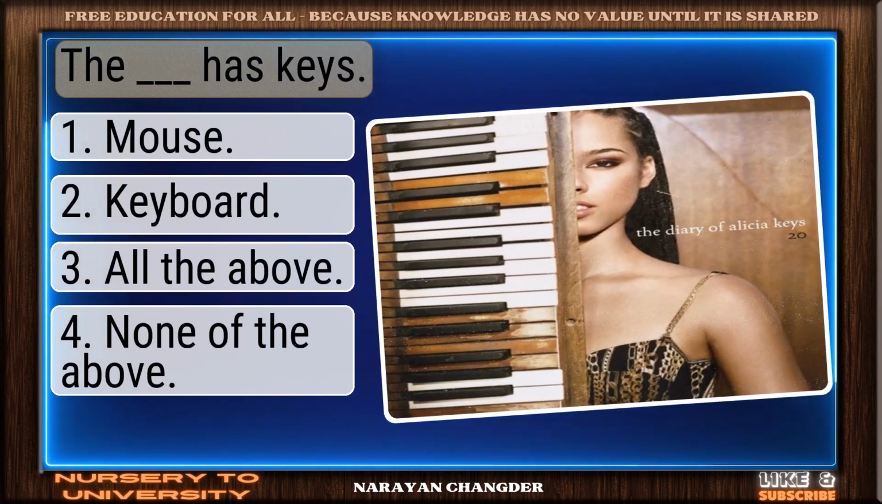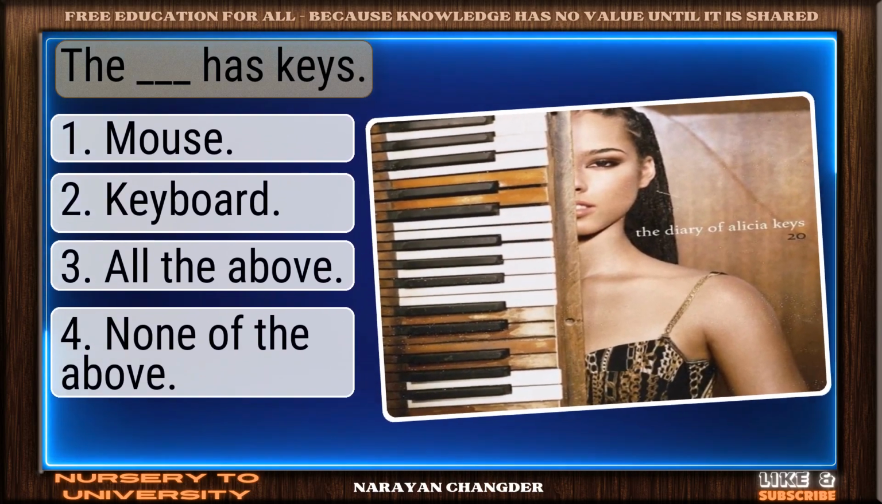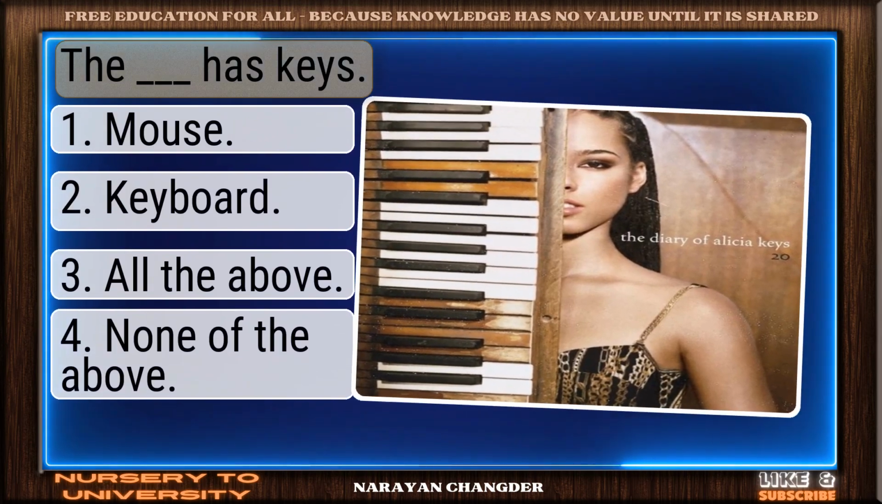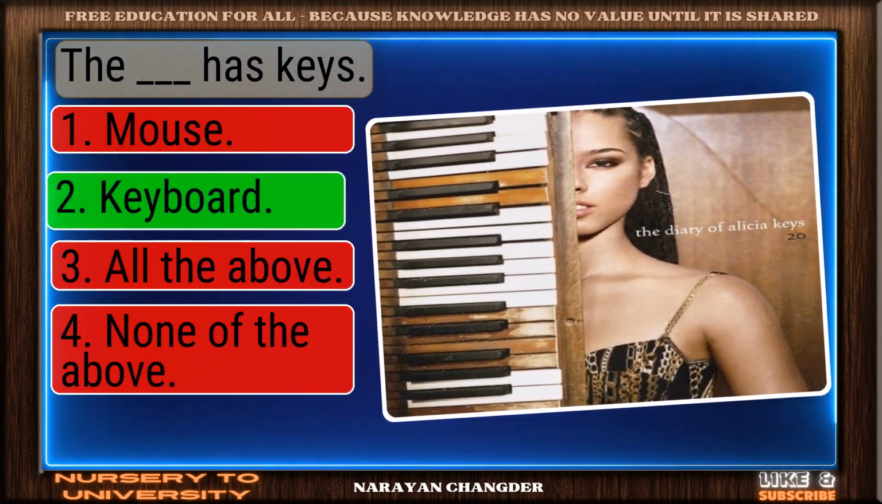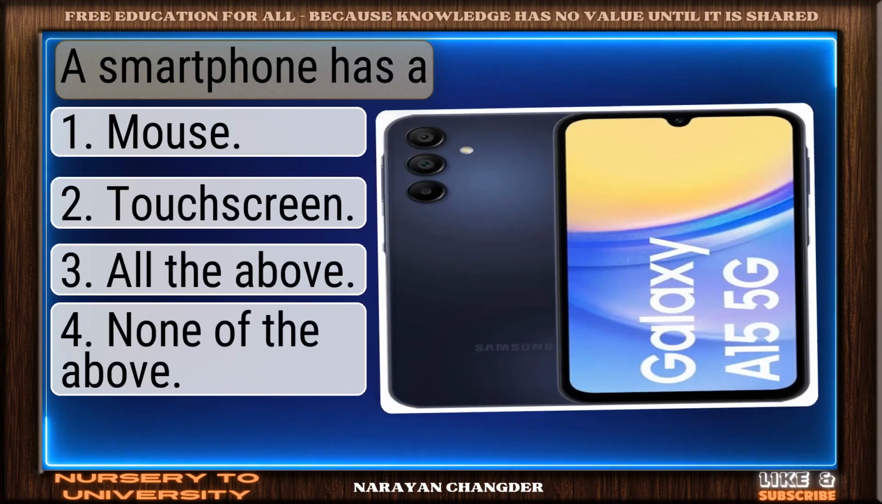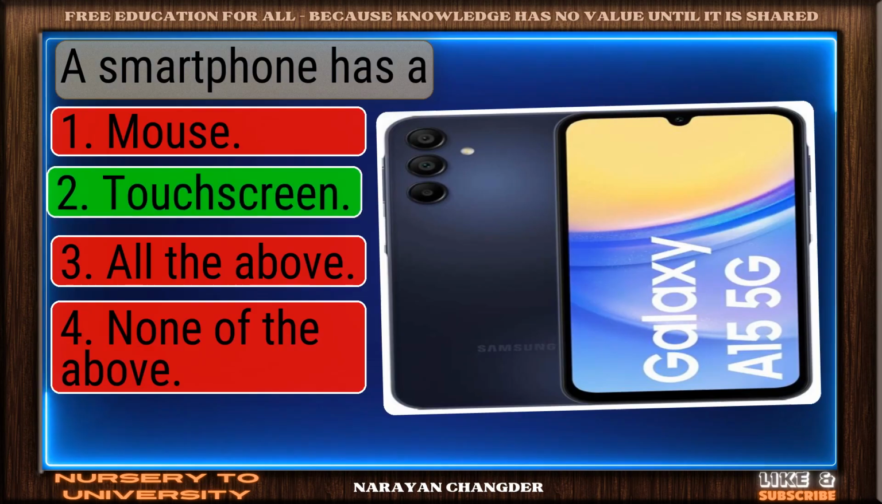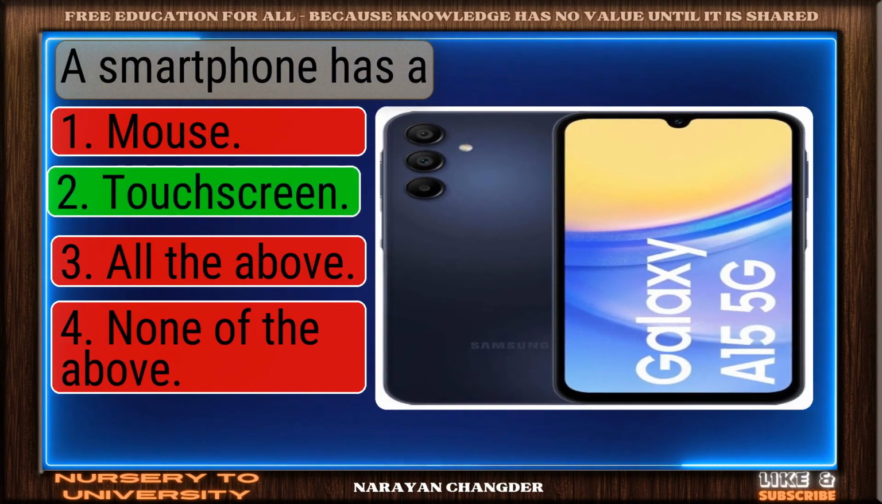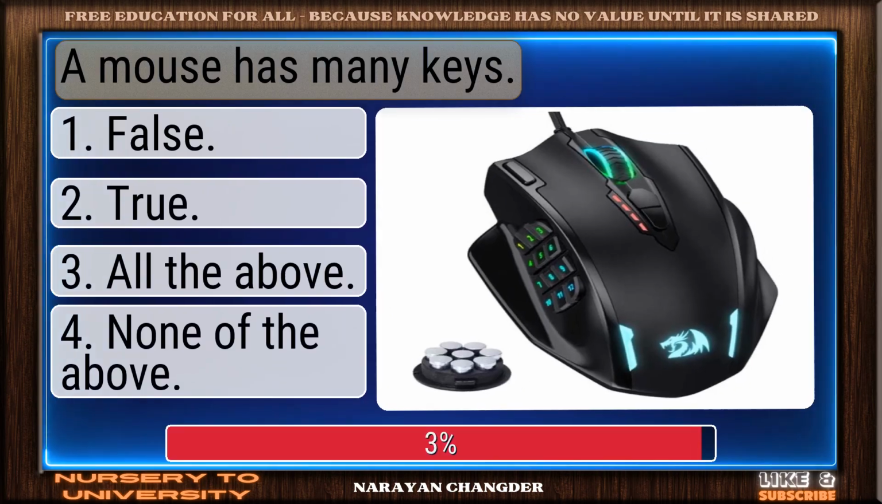Can you solve all these Class 1 Computer Chapter 2 parts of a computer questions? The dash has keys. Clear logic. Keyboard is sound. A smartphone has a correct response. Touchscreen is accurate. A mouse has many keys.